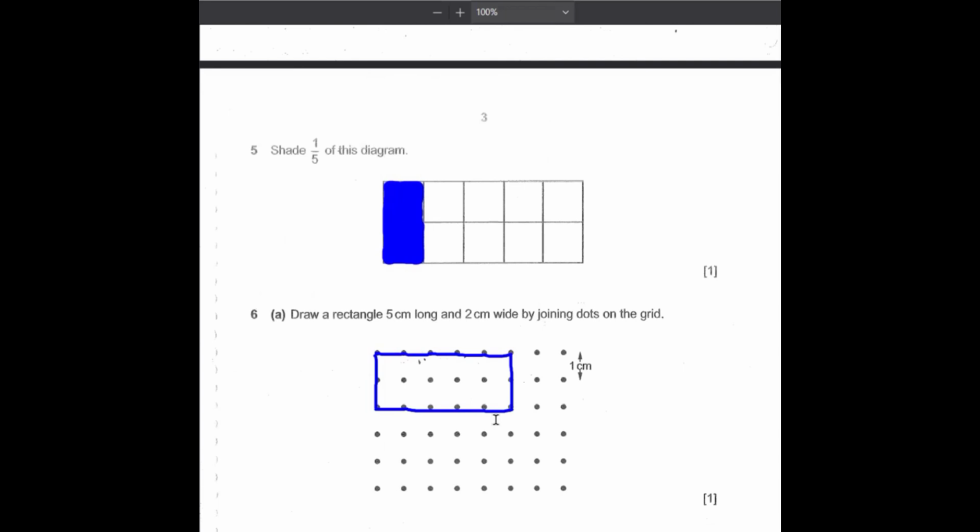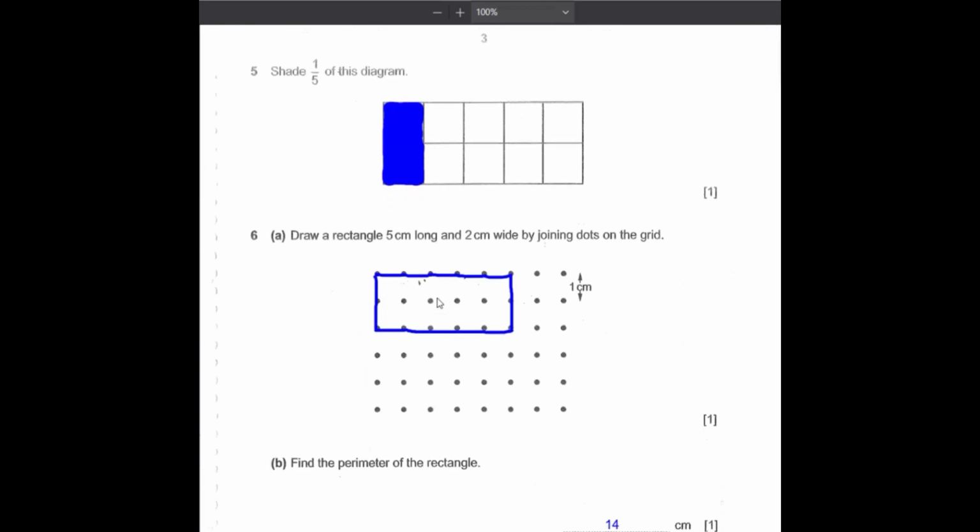They ask you to shade 1/5 of a diagram. If they ask you to shade a fraction of any diagram, what you need to do? You need to count this diagram has got how many parts? 1, 2, 3, 4, 5, 6, 7, 8, 9, 10. It has 10 parts. All what you need to do is just 10 multiply by a fifth. And when you multiply 10 by a fifth, that will be giving you what?